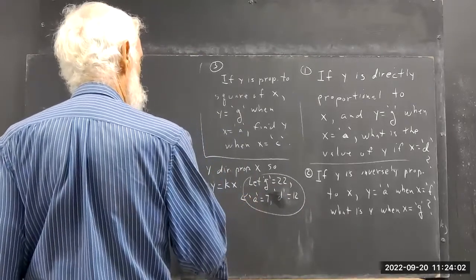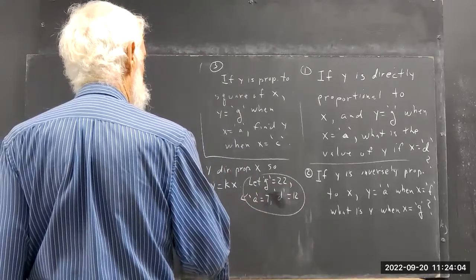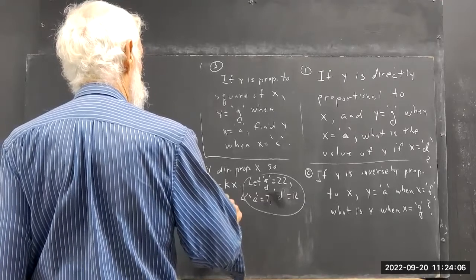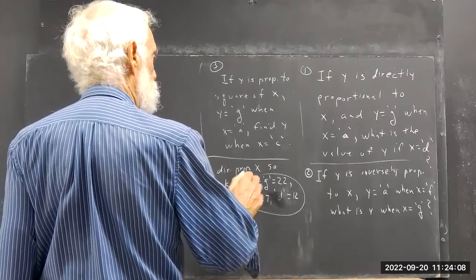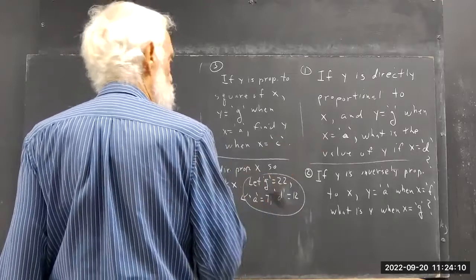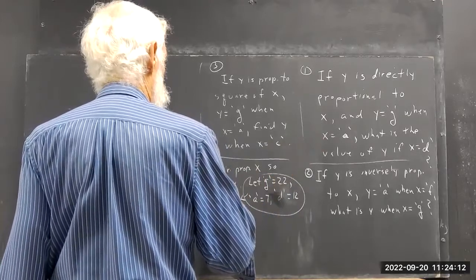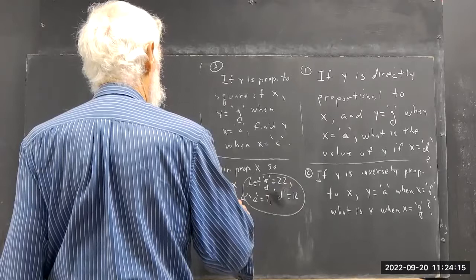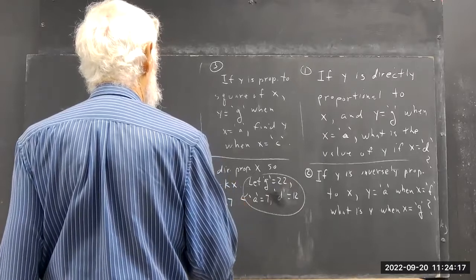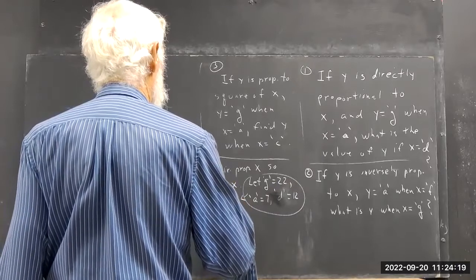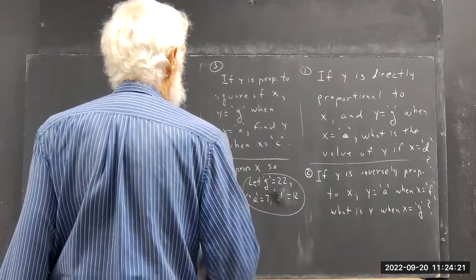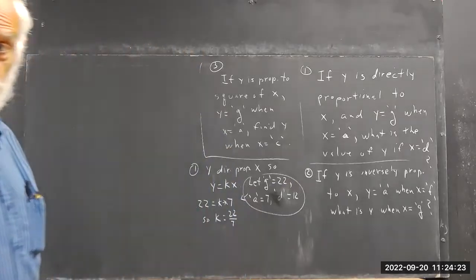Then we get y is g, so that's 22, equals k times x, when y is 22, when x equals 7. So k equals 22 sevenths.